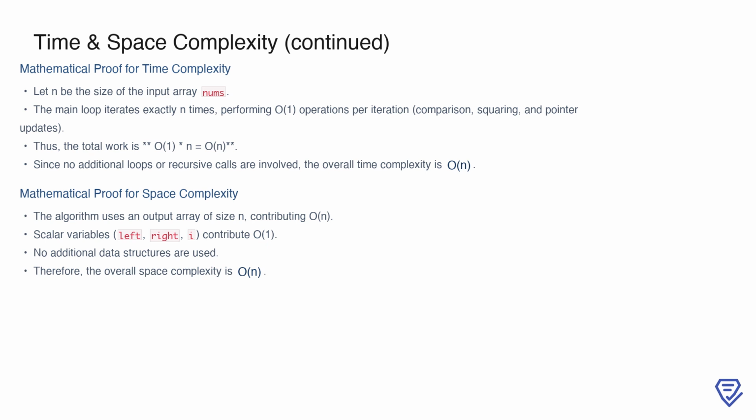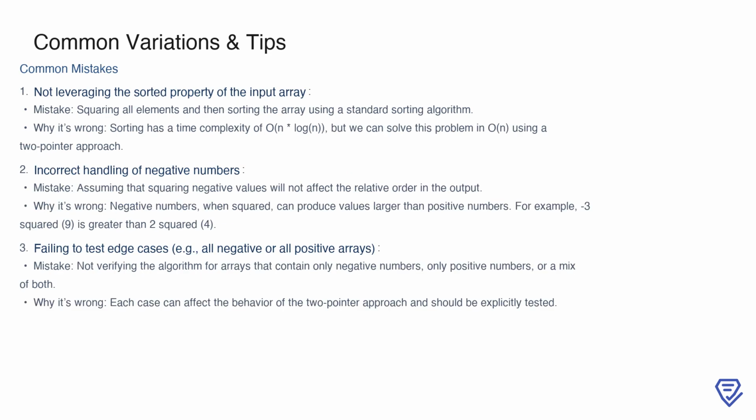Therefore, the overall space complexity remains O(n), dominated by the size of the output array. When solving this problem, it's essential to avoid some common pitfalls. First, one major mistake is not leveraging the fact that the input array is already sorted. Many solutions square all elements and then sort the results, which unnecessarily increases the time complexity to O(n log n). Instead, we can solve this in O(n) time by using a two-pointer approach.